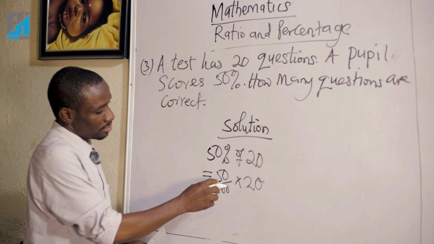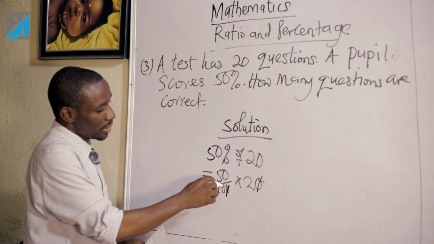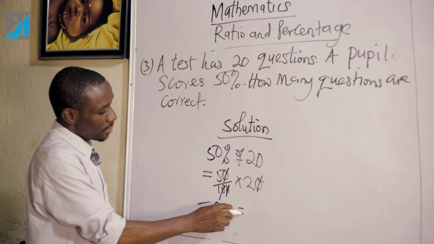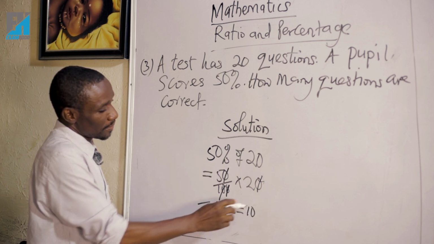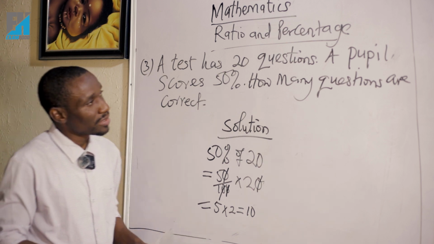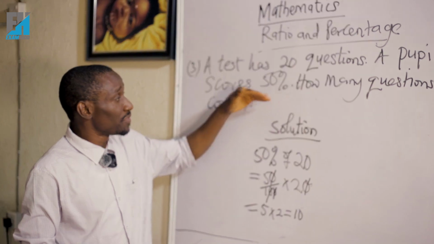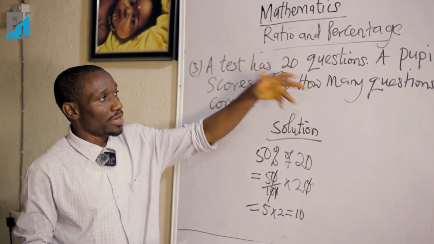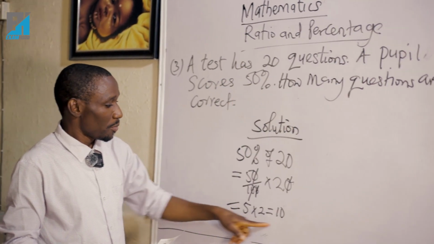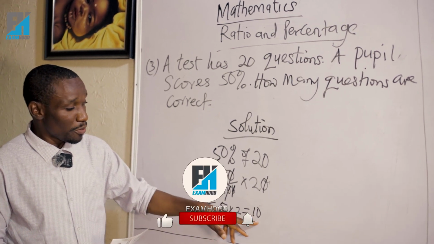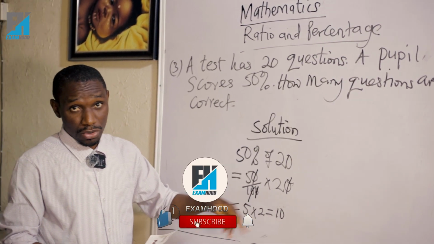So we're going to solve this. 0 cancels 0, and you're left with 5 times 2. 5 times 2 is 10. So that's the number of questions that the pupil scored correctly, because out of the questions, 50% were scored correctly. So by the time you solve it, you're going to have 10. These are the number of questions that the pupil scored correctly.